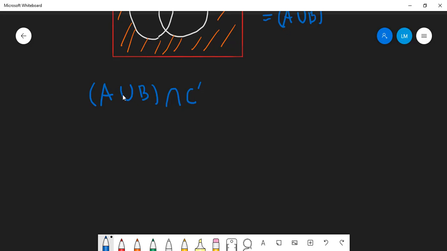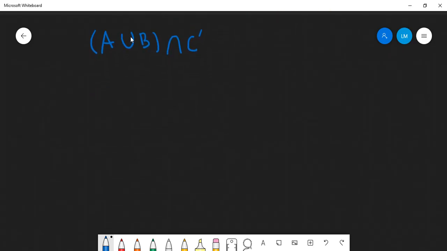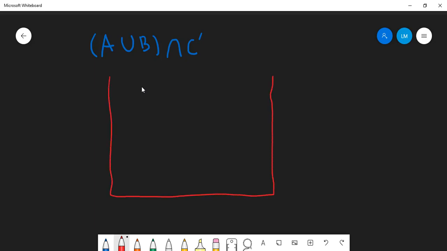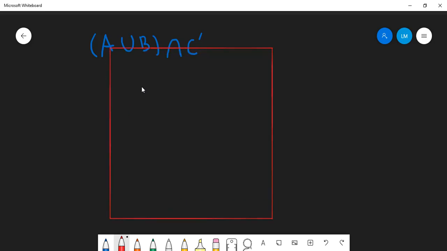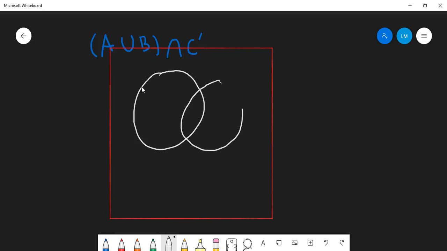So we need to find the shaded region that corresponds to the intersection of these two events. Now, note that if we draw our Venn diagram that corresponds to this situation, we have that that's going to be our set A, and we have our set B, and we have our set C.